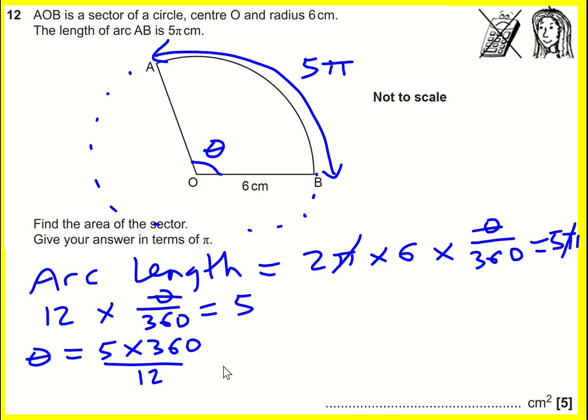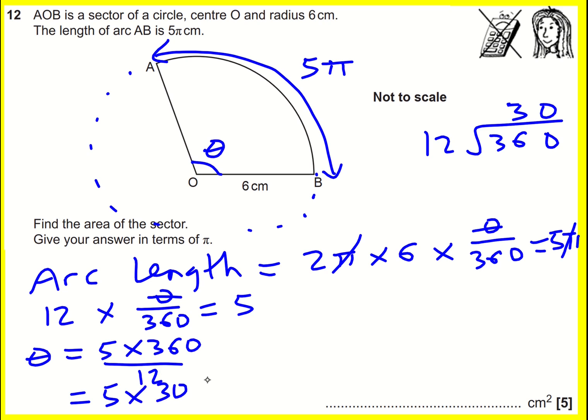Oh, this is a non-calculator paper. I'm about to get my calculator, but I can't use my calculator here. So let's think about this. I don't want to be doing lots of complicated calculations, I don't want to do 5 times 360 first. I know that 12 goes into 360. Actually, let's do it up here. 12 into 36 goes 3, and I'm left with a 0. So that means I'm going to get 5 times 30 equals 150. And I finally have my angle.